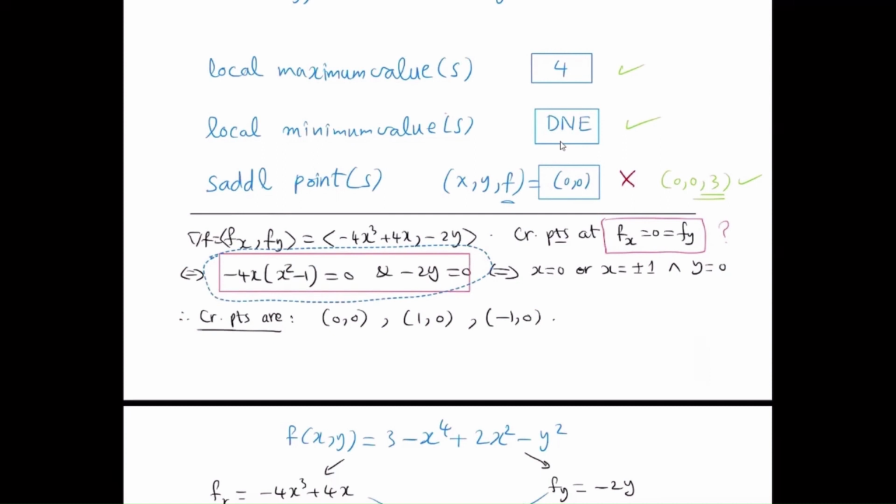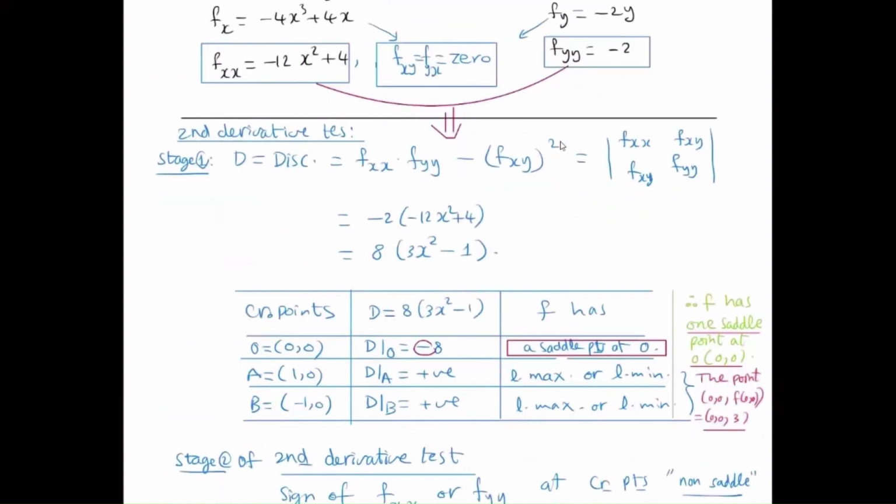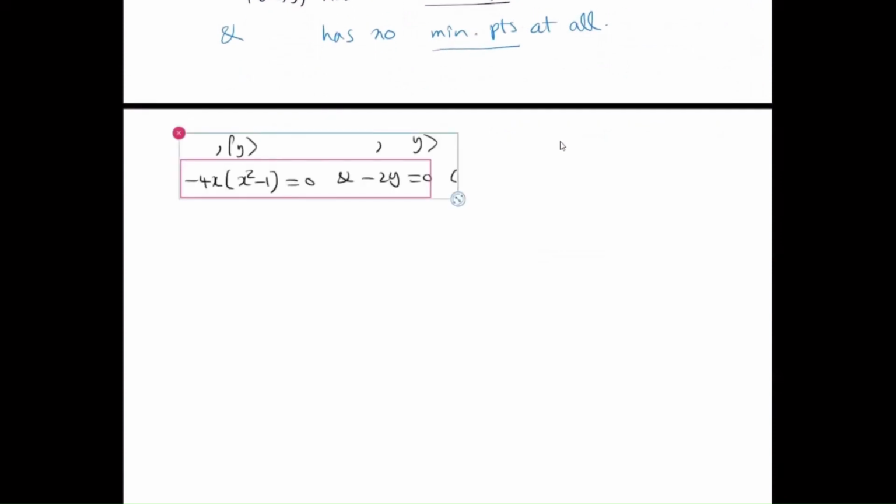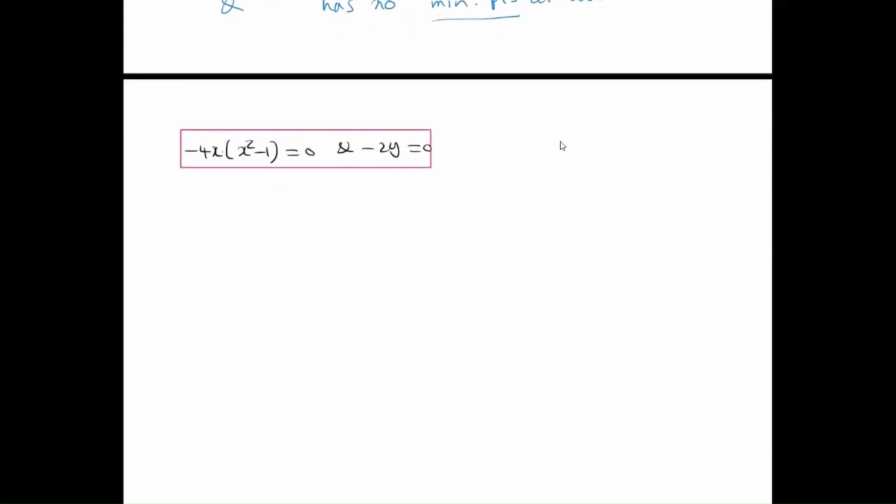How do we get the critical points? You have already found fx and fy and equated them with 0. Yes. So you get two equations. Okay, here are the two equations. You need to solve them. How to solve these two equations? The first equation says minus 4x, common factor, times x squared minus 1 equals 0. And the second equation is negative 2y equals 0.